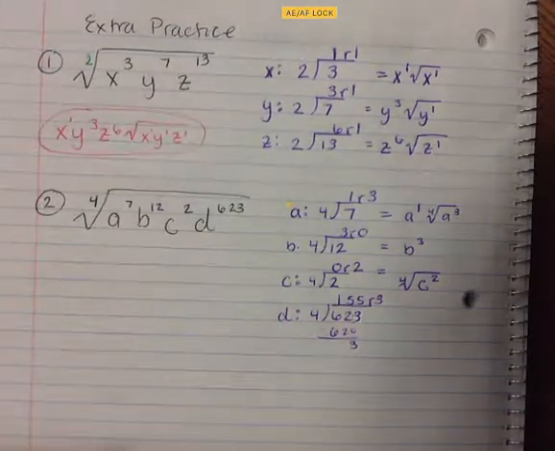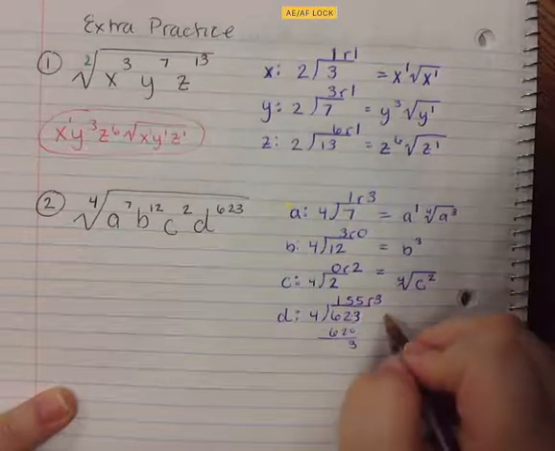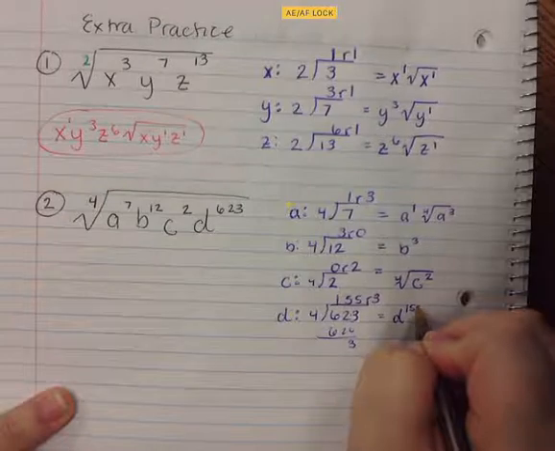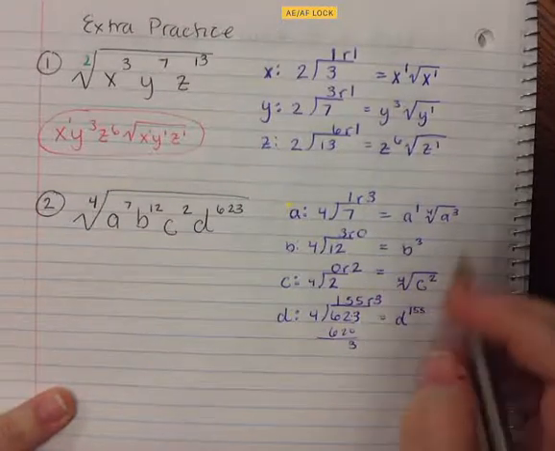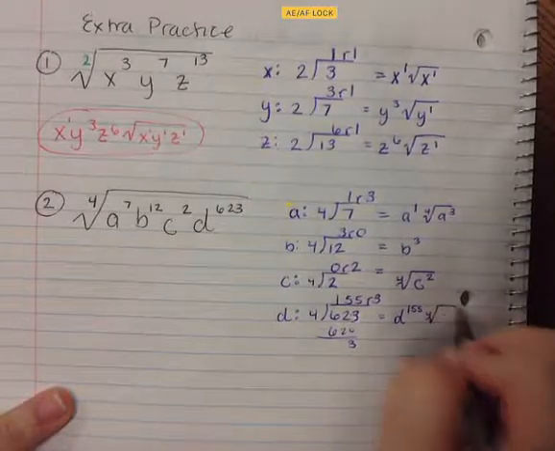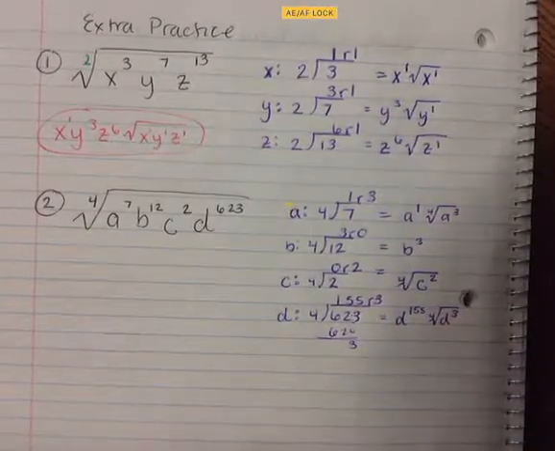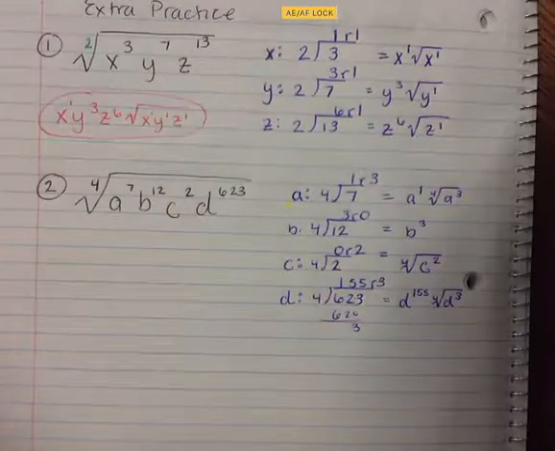What that means is we have a coefficient exponent. So we have D raised to the 155. We have a 3 remaining, so we have a radicand. So we have the fourth root of D raised to the third power. That's all of our letters, so now we can go back and write our final answer.